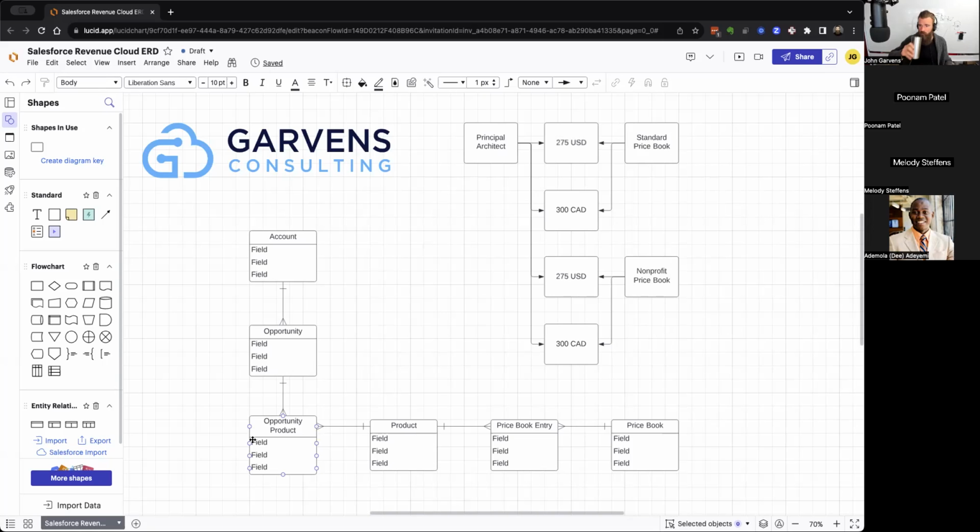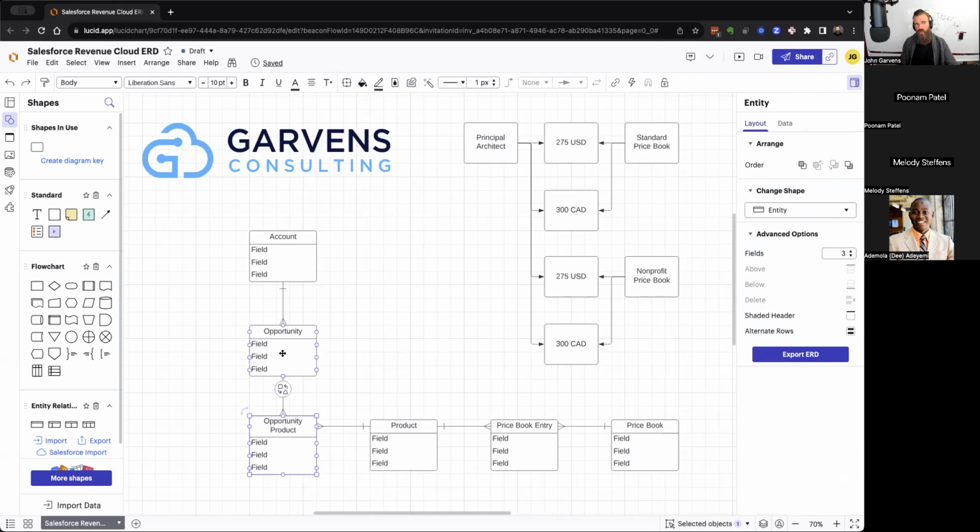And the opportunity product is just a redundant of the product list? An opportunity product is effectively a junction object between an opportunity and a product. It is saying that this product is for sale as part of this opportunity. Okay, that makes sense. And that's what allows us to have multiple product associations on an opportunity, and it allows this product to be sold on multiple opportunities.